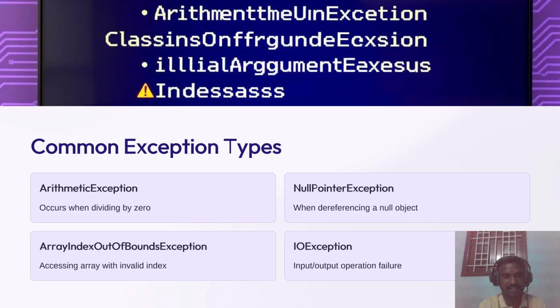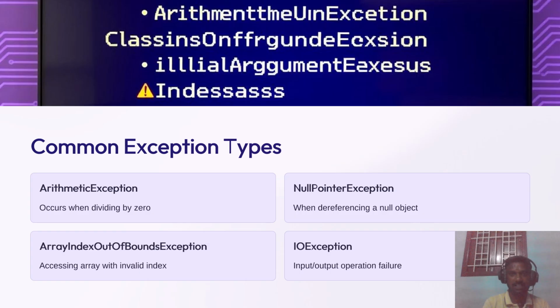The first one is arithmetic exception, which occurs when dividing by zero. If any value is divided by zero, it automatically generates an error. The second type of error is null pointer exception, when referencing a null object. The third one is array index out of bounds exception, accessing an array with an invalid index.